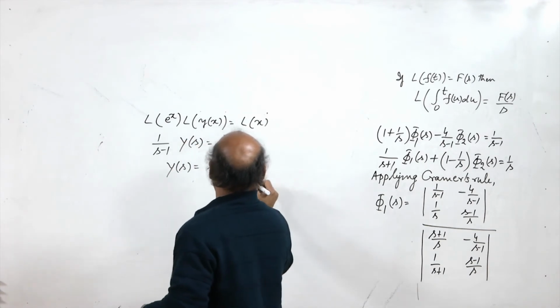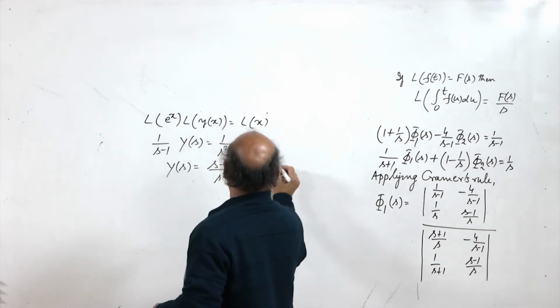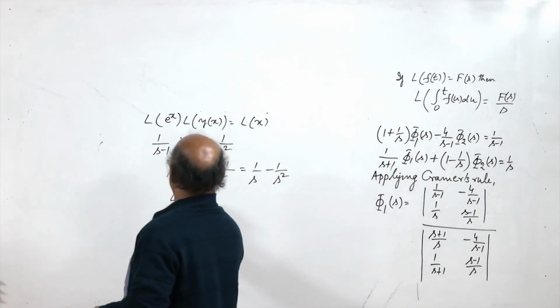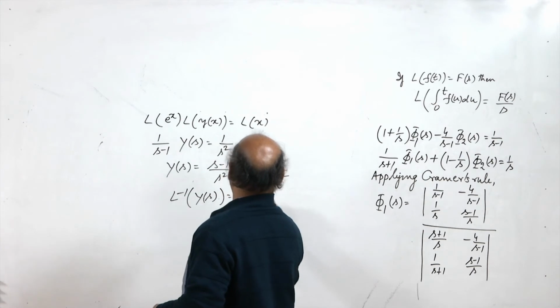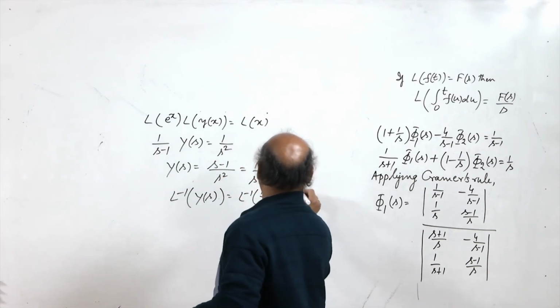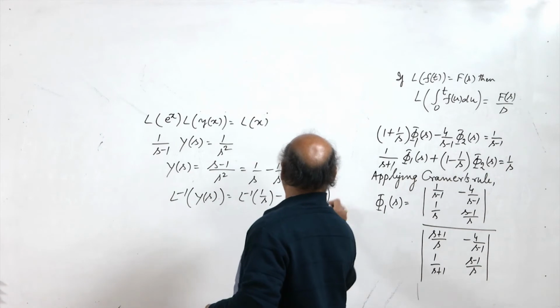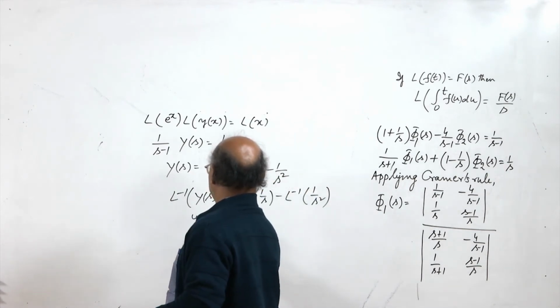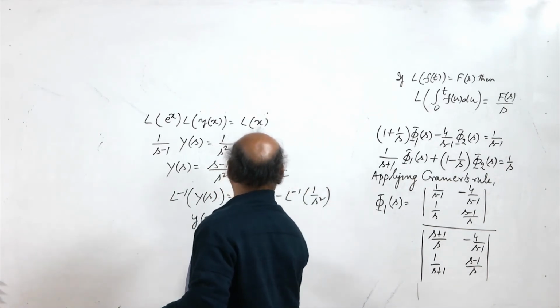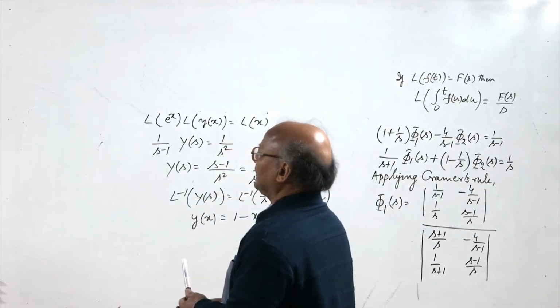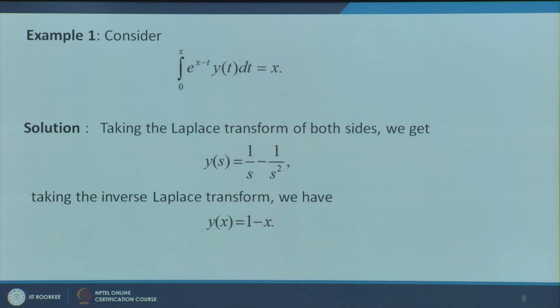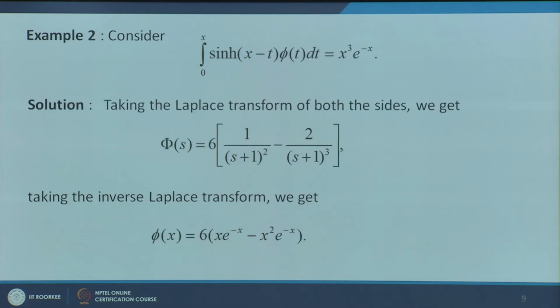We can break it into parts. So, 1 over s minus 1 over s square. And so, L inverse of y bar(s) is L inverse of 1 over s minus L inverse of 1 over s square, and what we get is y(x) equal to 1 minus x. So, taking the inverse Laplace transform, we get the solution of the given convolution type integral equation of first kind. Now, let us go to one more problem.